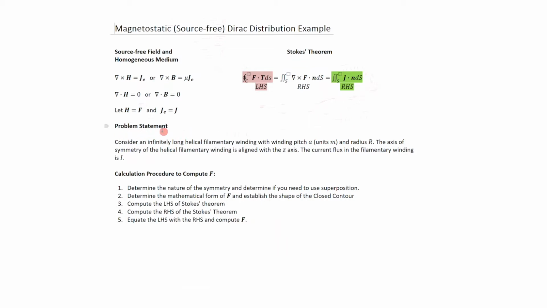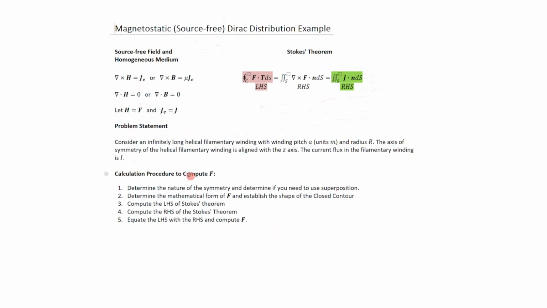So here's our problem statement. Consider an infinitely long helical filamentary winding with winding pitch A in units of meters. That's basically the distance between turns, as you wind your way up. The radius of the helix is capital R. The axis of symmetry of the helical filamentary winding is aligned with the z-axis. The current flux in the filamentary winding is I. That means if you integrate the current flux density over the filament, the value that you get is I, which has units of amperes.